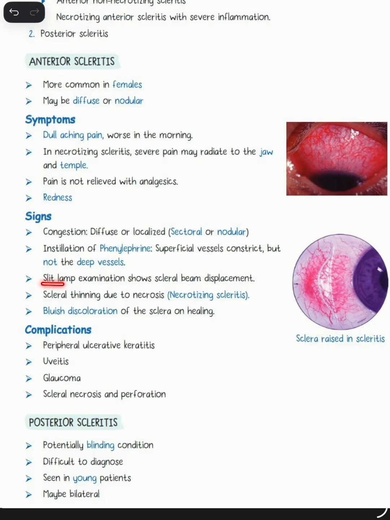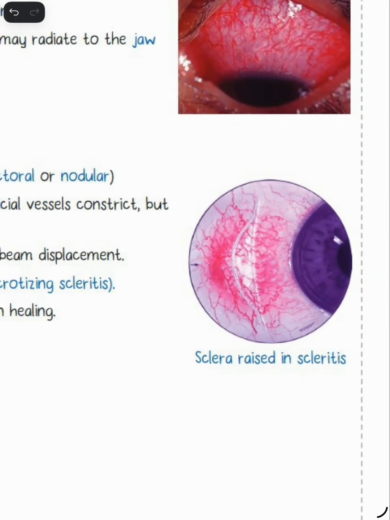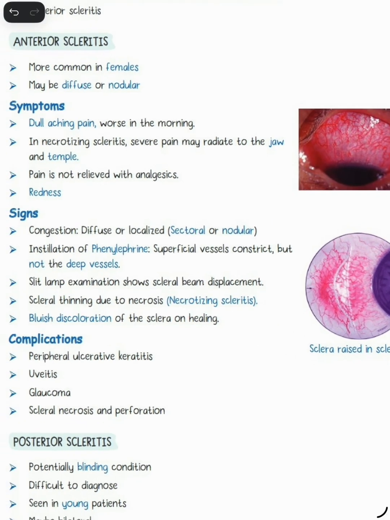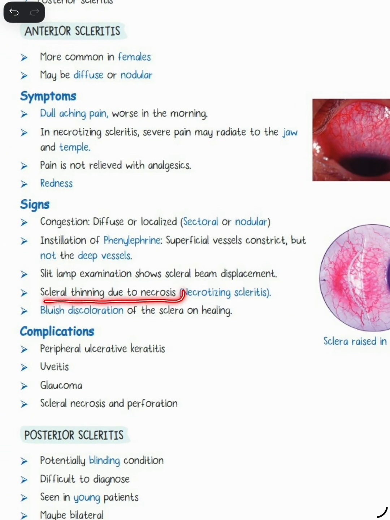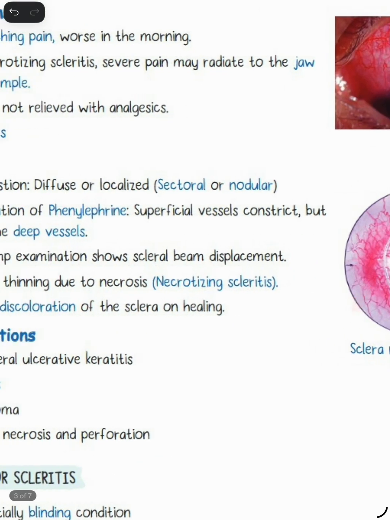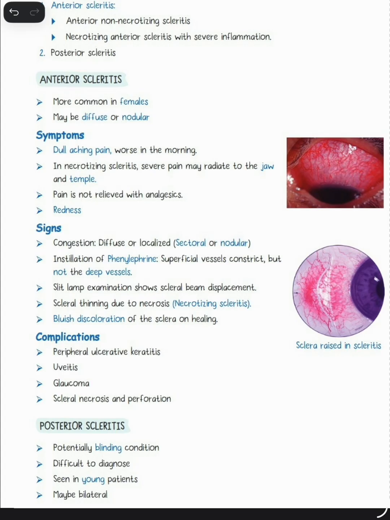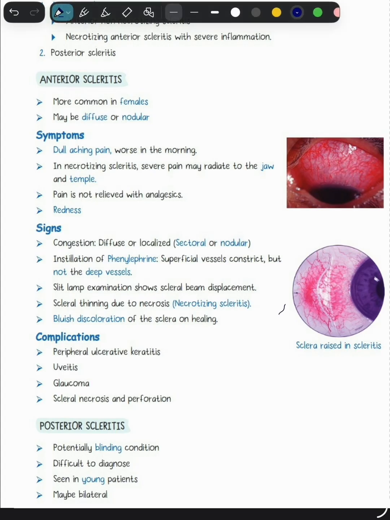Slit lamp examination shows scleral beam displacement. So if we do the slit lamp examination, it will show the raised part of the sclera, and it is due to edema, and scleral thinning due to necrosis. In necrotizing scleritis, there is thinning of the sclera, so the deep choroidal plexus can be easily visualized, and it results in bluish discoloration of the sclera on healing. So this bluish discoloration is nothing but due to the thinning of the sclera. The underlying choroidal plexus can be seen.